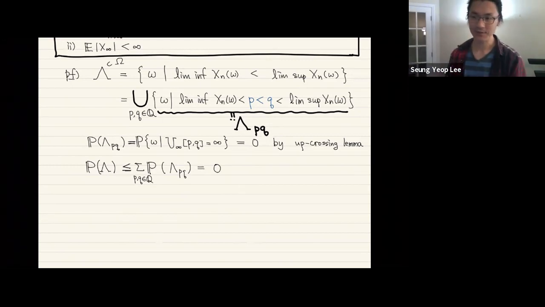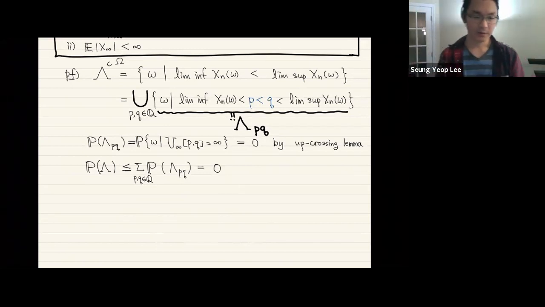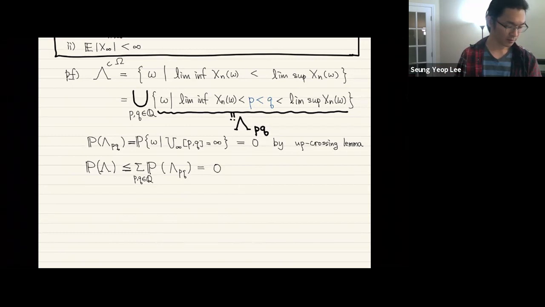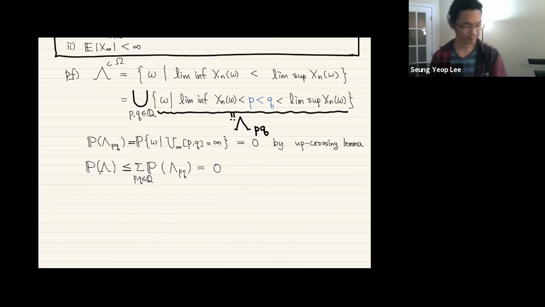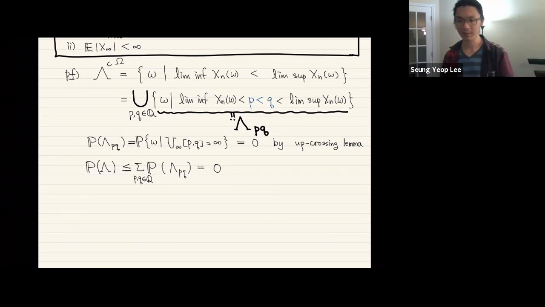That's one of the defining properties of the probability measure P. One of the properties was that if something is a countable disjoint union, then the probability of such an event is given by the summation of each probability, right?